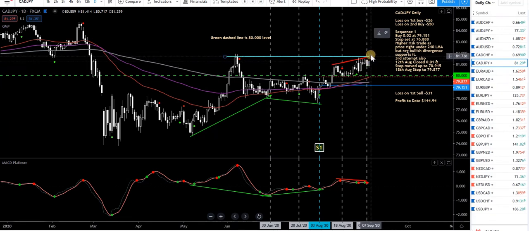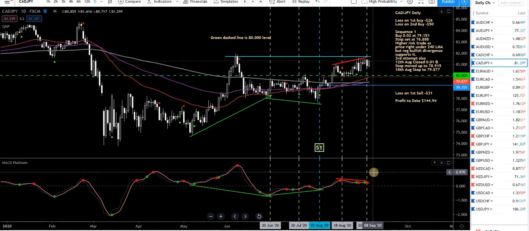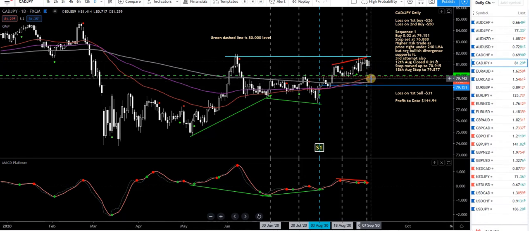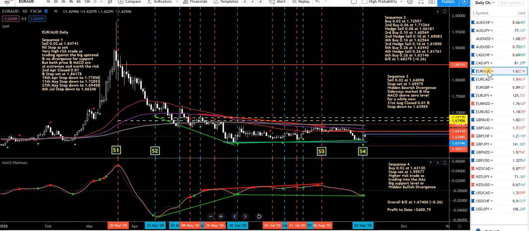So if this keeps on going up, and the MACD platinum goes up, then I'll just delete these trend lines because it's no longer valid divergence. In the meantime, just move my stop up on my buy. Euro Aussie, one of my problem pairs, but not doing too bad considering.